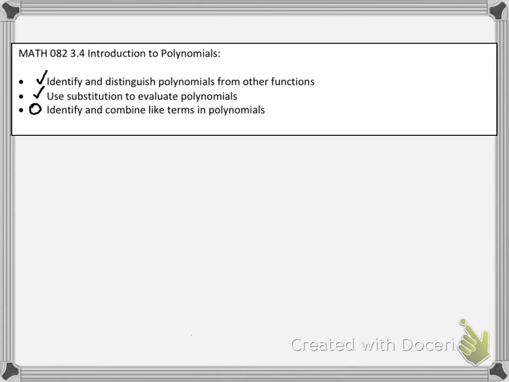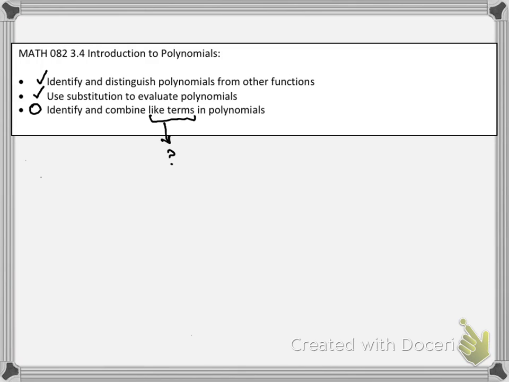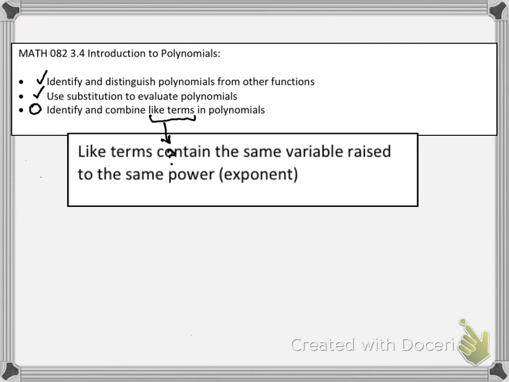So the first question we need to answer is, what is a like term? What does that mean? And the answer is that like terms have to contain the same variable, and that variable has to be raised to the same exponent. So let's work through a few examples and see if we can figure out if two things are like terms.